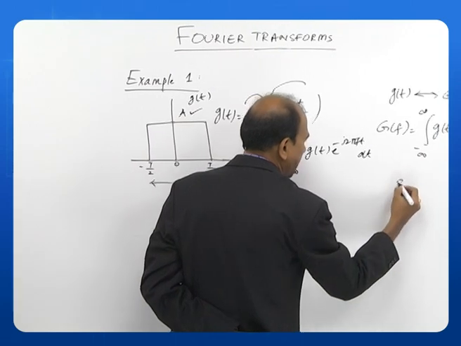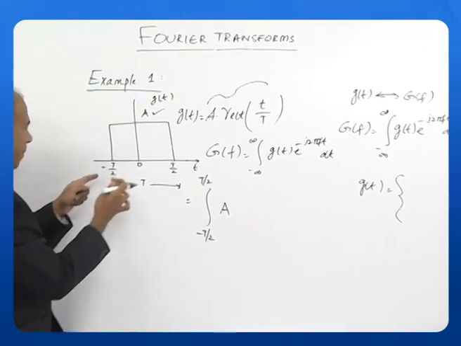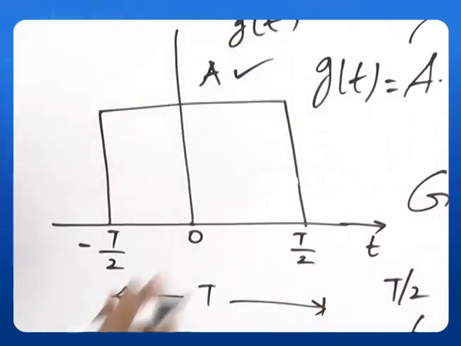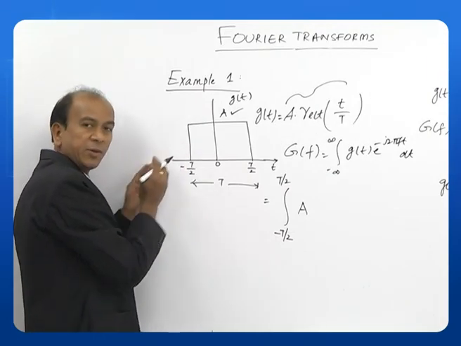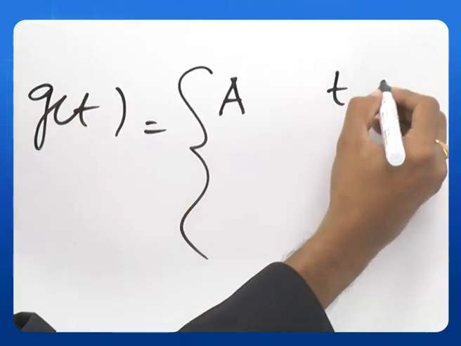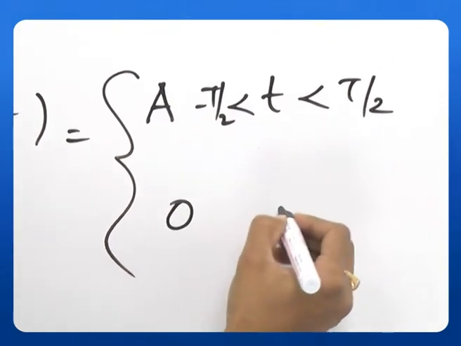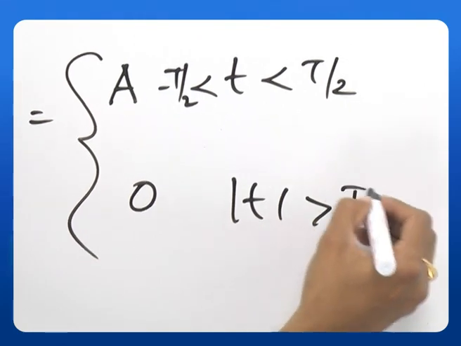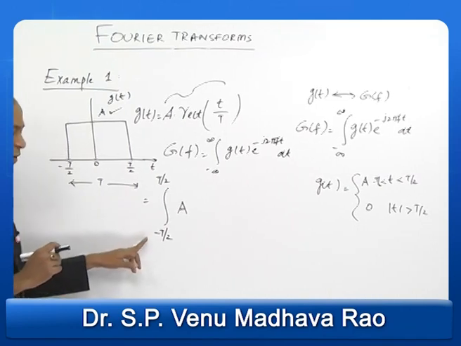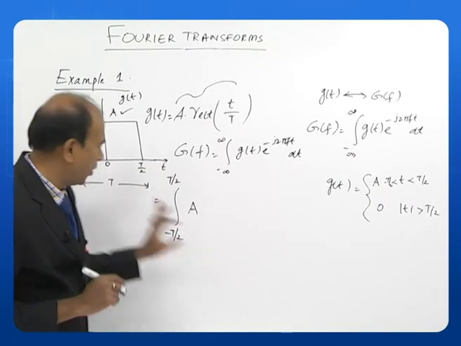So, let us also write here what the limits are. If you look at this, g of t is taking two values. What are those two values? From minus T by 2 to plus T by 2, its value is A, and beyond T by 2, its value is 0, and below minus T by 2, its value is also 0. So, g of t is A for mod t less than T by 2, and 0 for mod t greater than T by 2. That means our integration limits are only from minus T by 2 to T by 2, where its value is A. So, we will put it here.